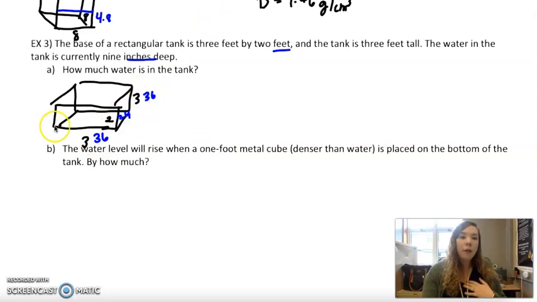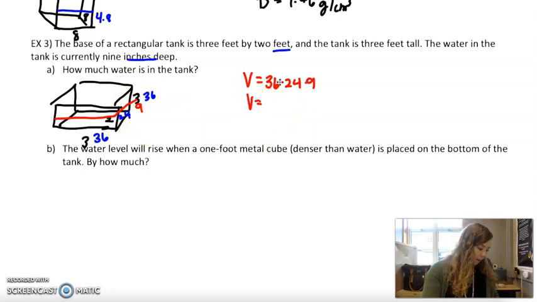And our water level is currently at 9. So if I want to figure out the volume of just my water, I would do 36 by 24 by 9 instead of the full height of 36. So let's figure that out. 7,776 cubic inches. We're measuring in inches. All right, it says the water level will rise when a 1-foot metal cube, which is denser than water, is placed on the bottom of the tank.